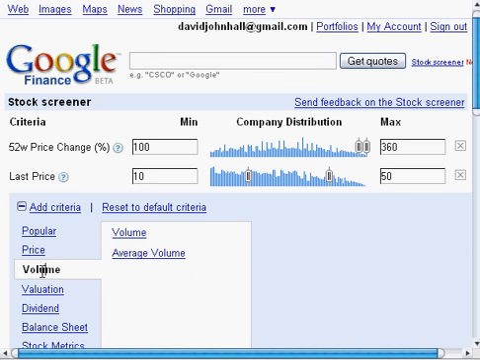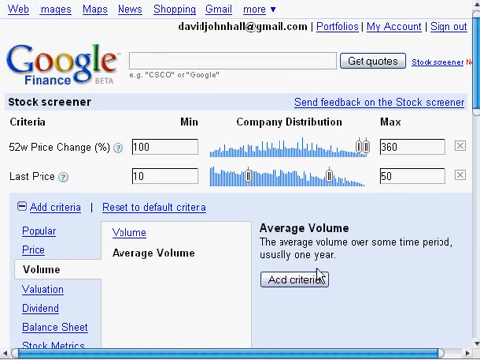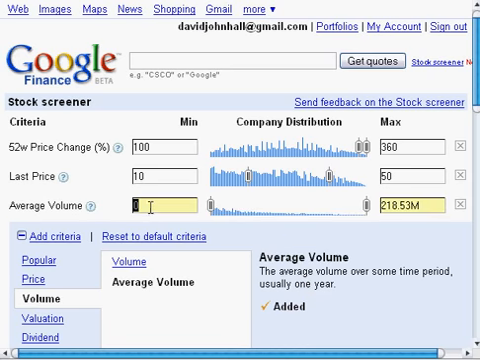Now, once we've entered the price info, we want to go ahead and click down here in the criteria window. We want to click volume and then average volume, add criteria. Now, in the minimum column, we're going to add 200,000 shares. That's our minimum average volume. And the reason why we have this criteria in place is because stocks trading at fewer than 200,000 shares have shown to us also to have higher volatility and higher risk. So we're going to go ahead and stay away from those stocks.